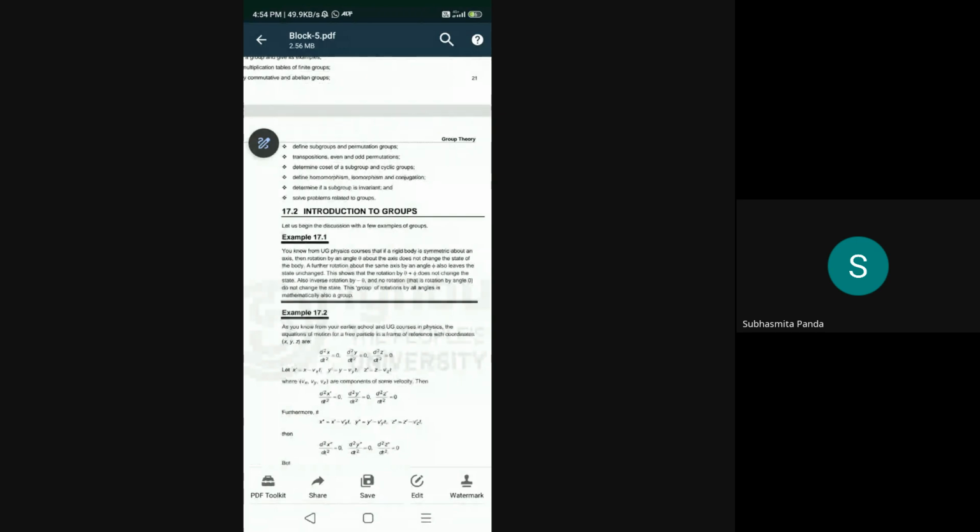You know groups from your UG physics courses: if a rigid body is symmetric about an axis, then the rotation by an angle theta about the axis does not change the state of the body. Further, a rotation about the same axis by an angle phi also leaves the state unchanged. This shows that the rotation by theta plus phi does not change the state. So the inverse rotation by minus theta and no rotation, that is rotation by an angle 0, do not change the state either. The group of rotations by all angles is mathematically also a group.